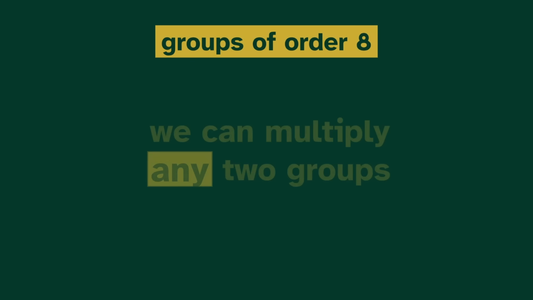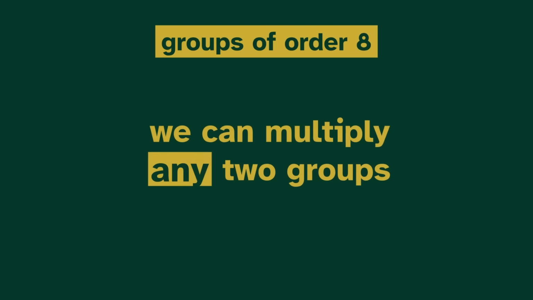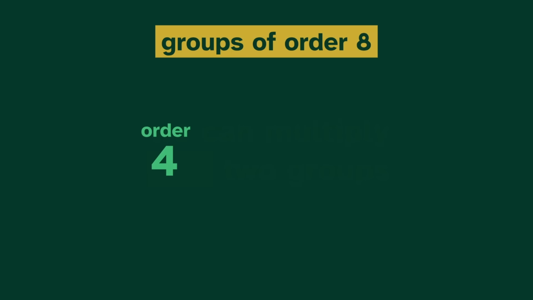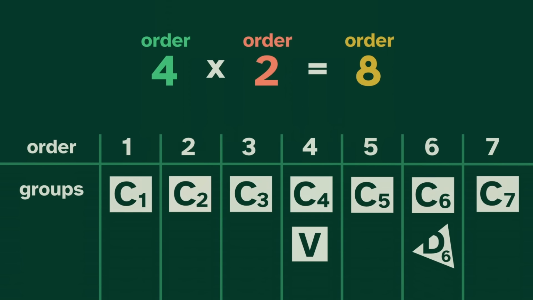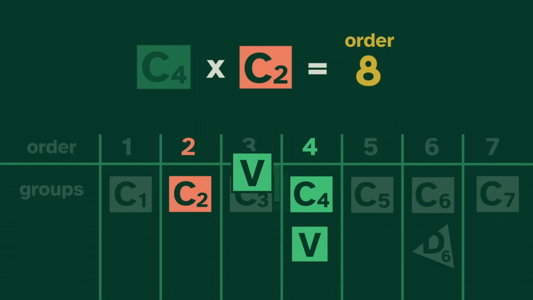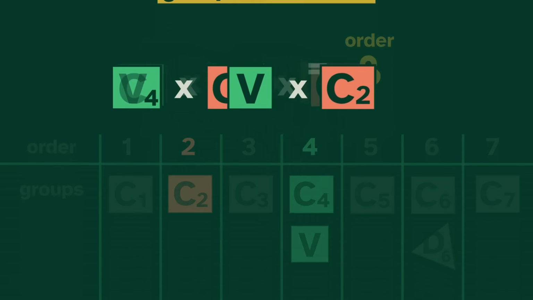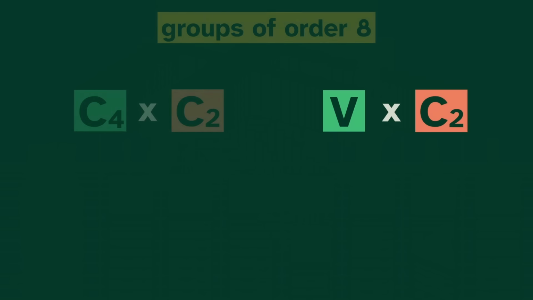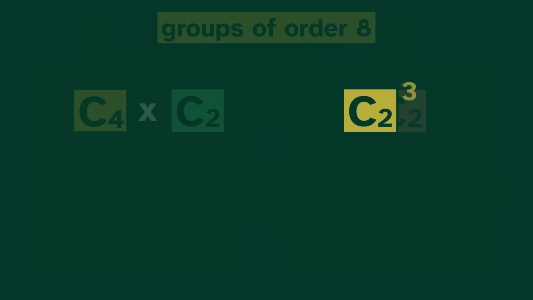And this idea of group products can help us find groups of order 8. Just like you guessed, we can multiply any two groups. So if we take an order 4 times an order 2, we'd end up with an order 8. Exactly. To help us, let's pull up that recap. Okay, so we can do C4 times C2 or V times C2. Yes, these are groups of order 8. Although this name is weird. Like I said earlier, V is just C2 squared. So this is C2 cubed!